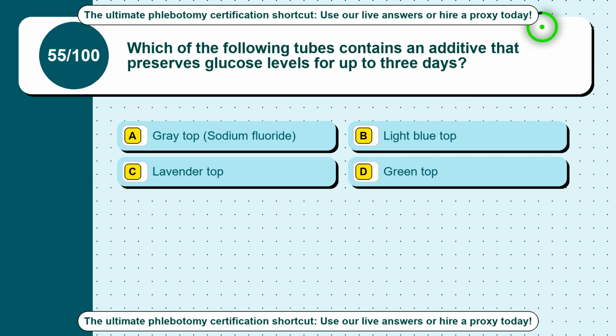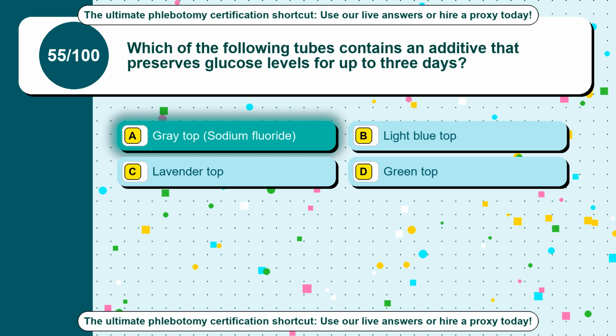Question 55. Which of the following tubes contains an additive that preserves glucose levels for up to 3 days? Option A. Gray top, sodium fluoride. Option B. Light blue top. Option C. Lavender top. Option D. Green top. The correct answer is option A.